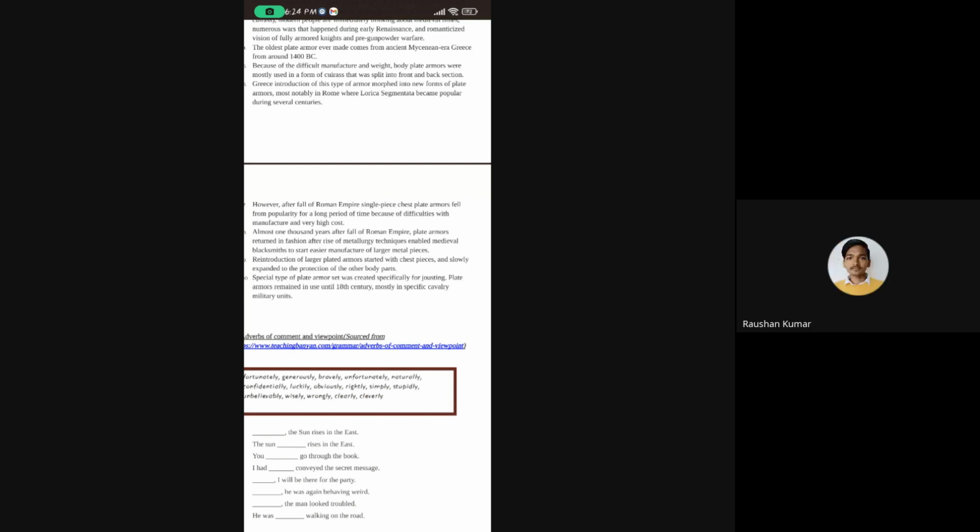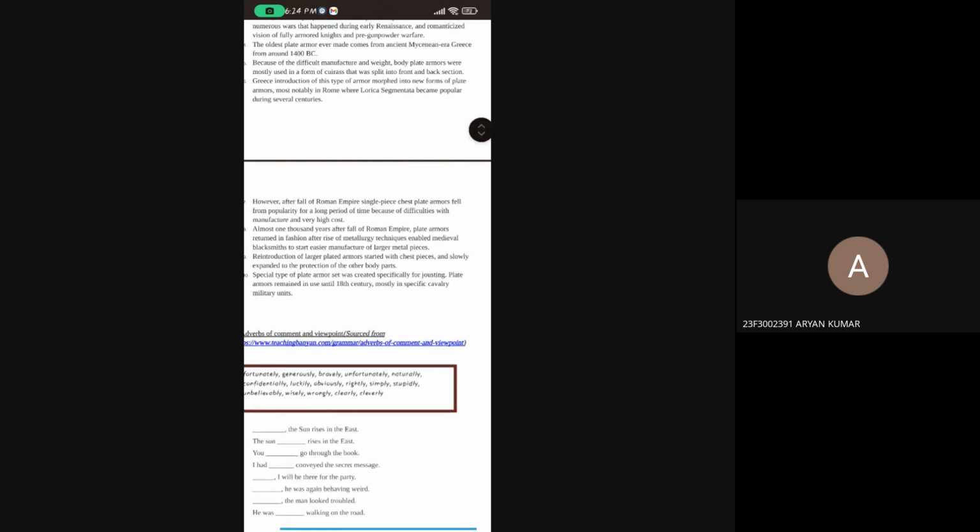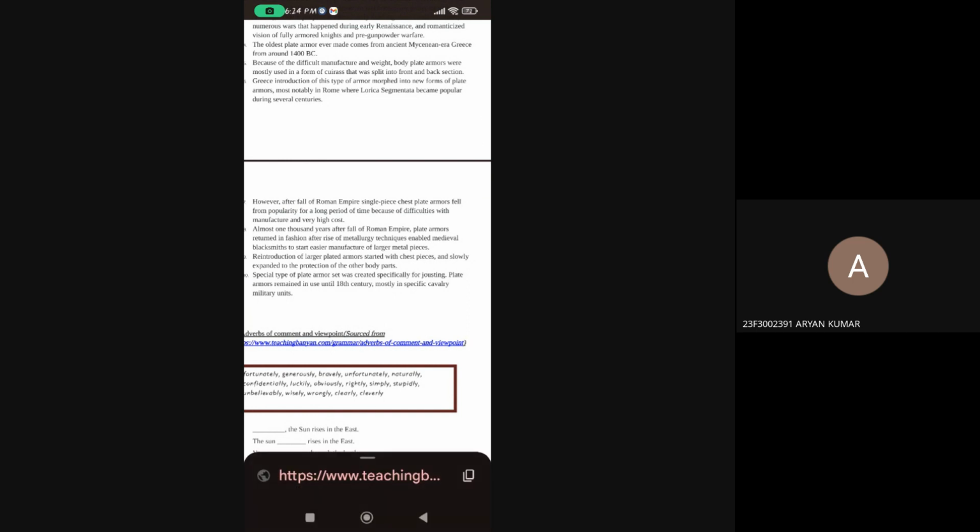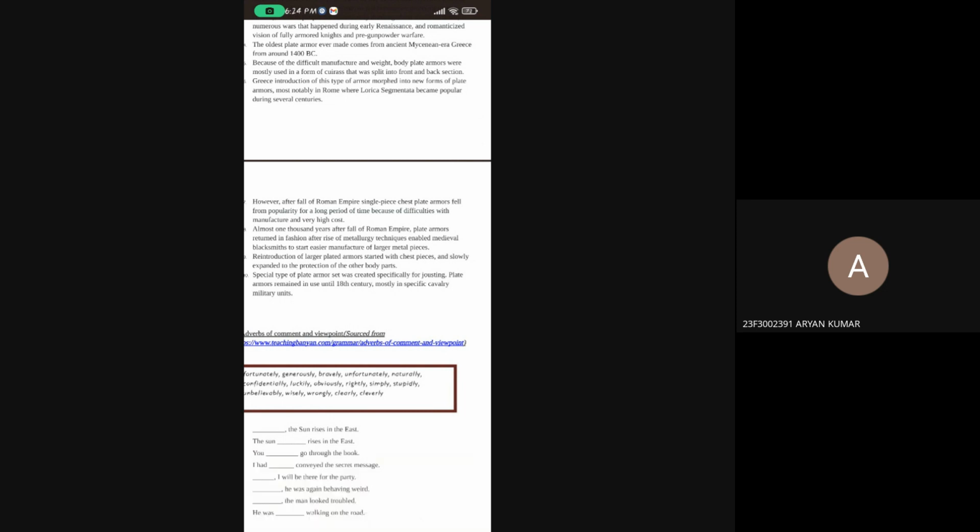It is also an adverb, right? Most is an adverb of degree here. Everywhere it's an adverb of degree. So that's an adverb. And then notably is also an adverb, an adverb of manner. Okay, next one. During several centuries, none. We don't have any adverbs there.